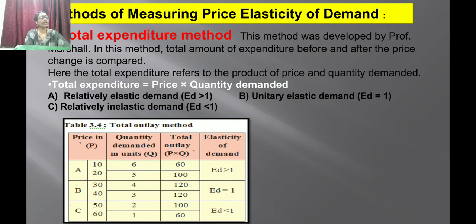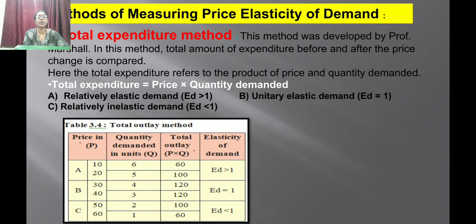10 per unit quantity demanded is 6. जब price 10 rupees था, quantity demanded कितना है? 6. Got it? तो 10 into 6 कितना मिला? 60. Price क्या हुआ? Increase हुआ. Price increased. How much did the price increase? 20 it became.